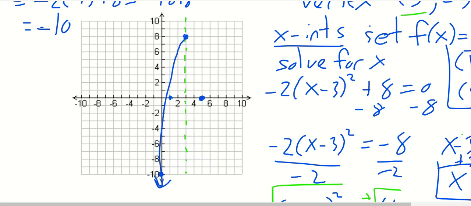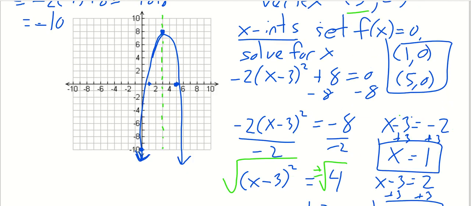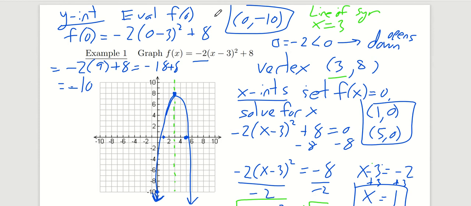And it's going to open downward forever, because we know that, because a was negative. So make sure you put your arrows here. And then try to keep it nice and symmetric on the other side, like this. So there you have it. This would be the graph of negative 2 times (x minus 3) squared plus 8.